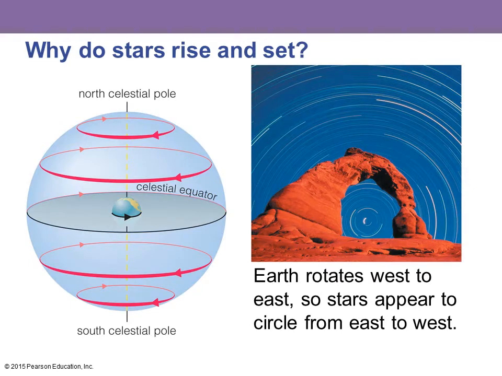Of course, we know the Earth rotates, and as you can see in this diagram, it's rotating from west to east, or as seen from above the north celestial pole, in a counterclockwise direction. So if we were to leave a camera's lens open for several hours, we might see this photograph being recorded as you see on the right. The Earth rotates from west to east, so the stars appear to circle from east to west. And of course, the longer we keep the shutter open on the camera, the larger these arcs will be.